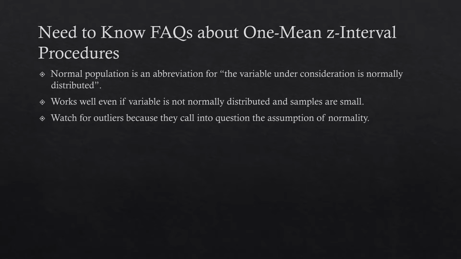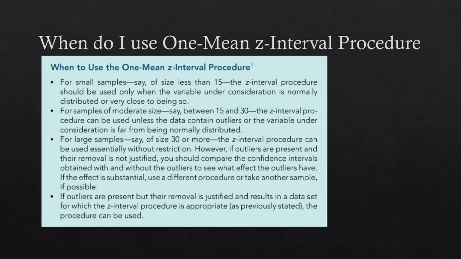Normal population is an abbreviation for the variable under consideration is normally distributed. So keep that in mind. The procedure works well even if the variable is not normally distributed and samples are small. Watch for outliers because they call into question the assumption of normality.